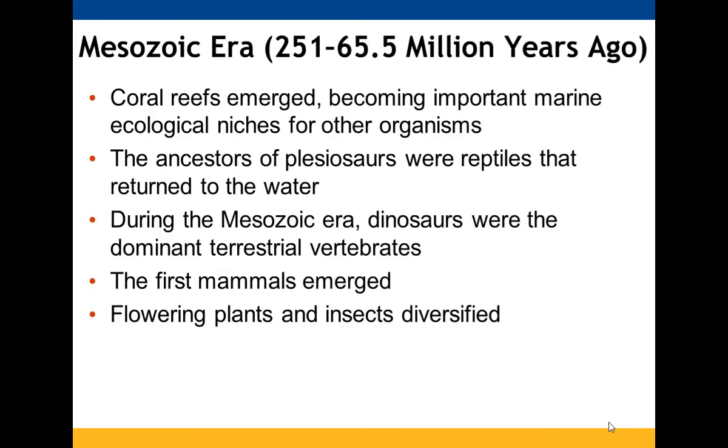In the Mesozoic Era, 251 to 65.5 million years ago, the coral reefs started to form. We had the plesiosaur ancestors, which were reptiles that went back into the water. And then the dinosaurs were the primary terrestrial vertebrate. We had our first mammals, and then we had diversity in both the flowering plants as well as insects.